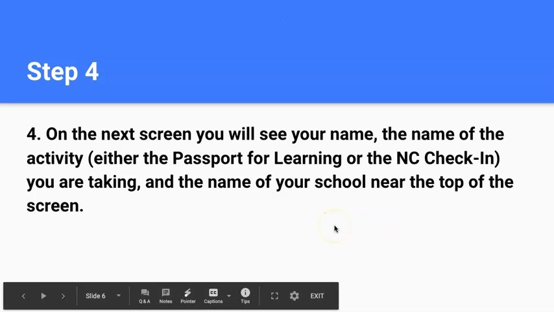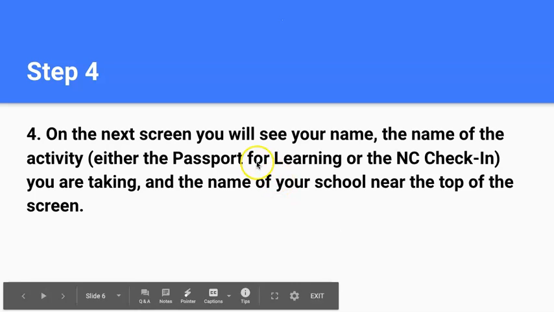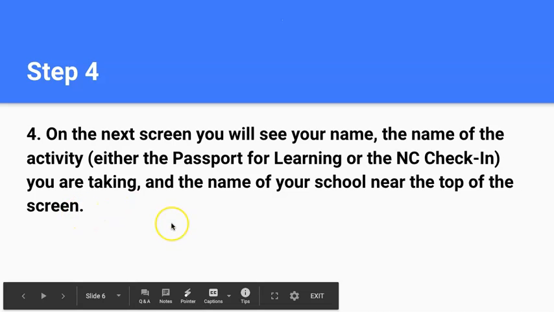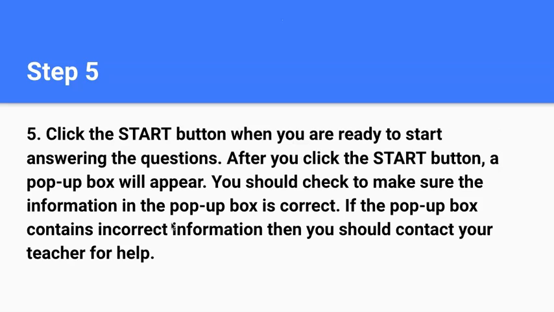Now, I'm not sure if you're going to have to choose Passport for Learning 7th grade math. I'm not sure, but it says at the next screen you should see your name, the name of the activity, so Passport for Learning math test, and then the name of your school should be near the top of the screen. So I don't know exactly what it's going to be like, but hopefully that's the next screen you see. Click the Start button when you are ready to answer the question. So make sure you have everything you need. Your pen or pencil, your paper, your graph paper.